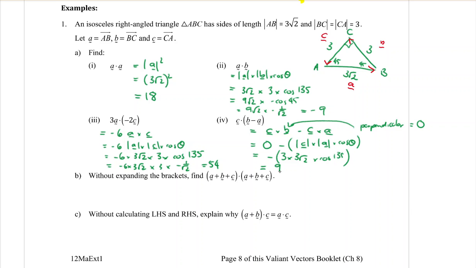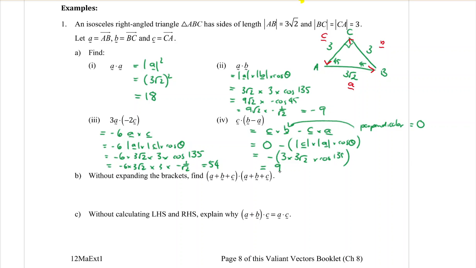All right, part B. Without expanding the brackets, find vector A plus vector B plus vector C times by that again. What is vector A plus vector B plus vector C? Let's have a look at our diagram. Vector A, we start here, it goes from there to there. Plus vector B, plus vector C, we end up exactly back at the beginning, and it is 0.